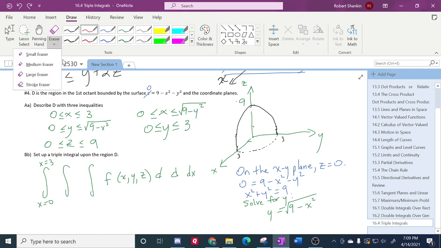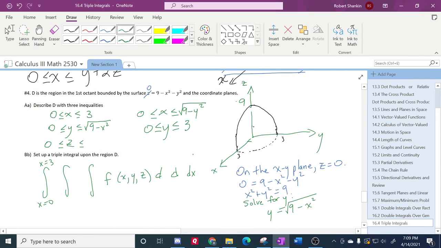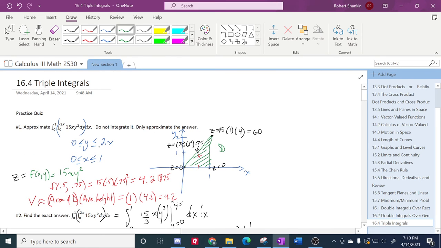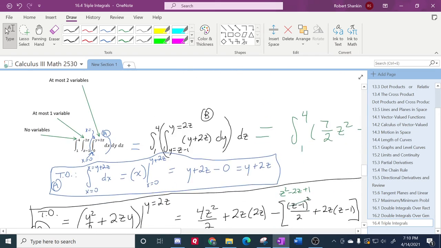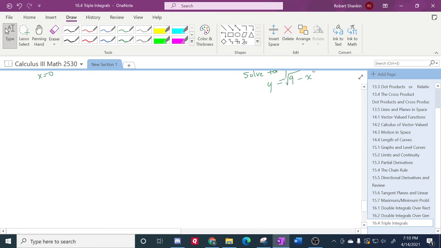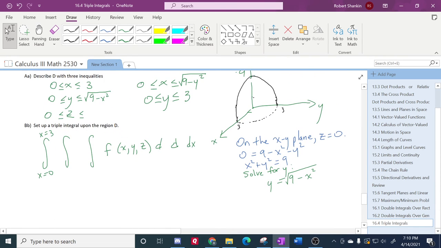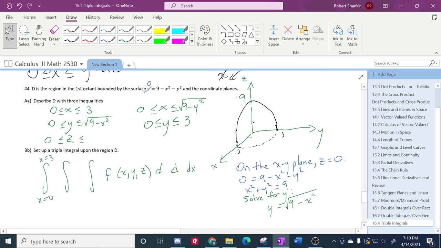And what does this have to be instead of 9? Anybody have any ideas? Would it just be the function itself? 9 minus x squared minus y squared?